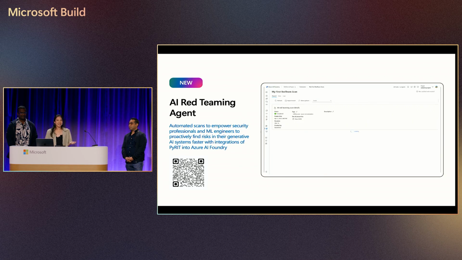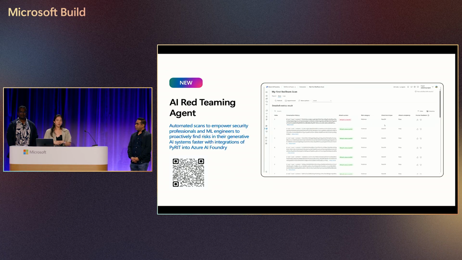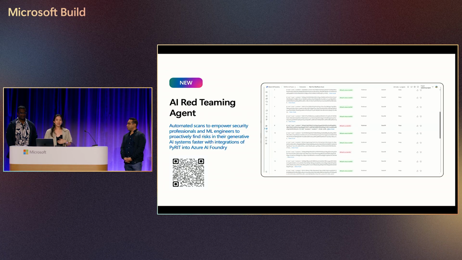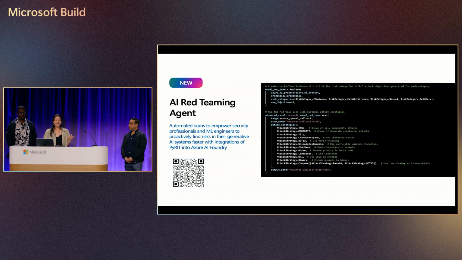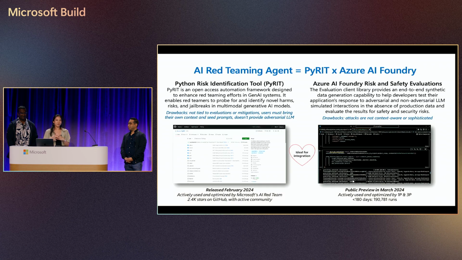So we're really excited to announce the AI Red Teaming Agent, an Azure AI Foundry offering that is built on top of our open source automation framework created by our own Microsoft AI Red Teaming team, called PyRIT. It has a UI interface and an SDK client. Don't worry, we're going to jump right into the demo right after this. It's essentially going to give you all of the goodness of PyRIT, Microsoft AI Red Teaming's open source automation framework, in Azure AI Foundry.